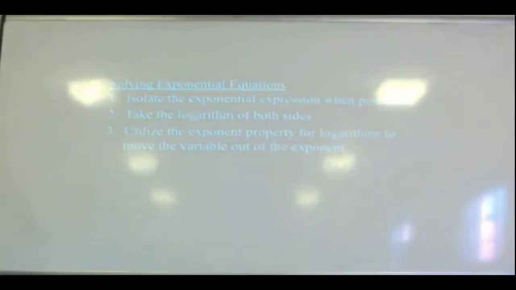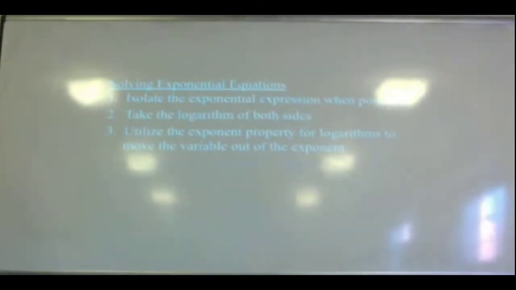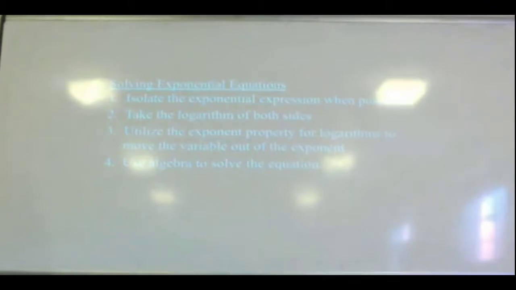Once that exponent, that variable, is out in front, we can just use normal algebra to solve the equation: adding, subtracting, dividing, multiplying, whatever we need to do. Usually it's division first, and then maybe something else, but pretty much always division first. Okay? So those are our 4 steps. Let's see those steps in action.